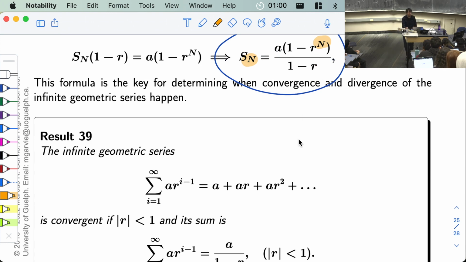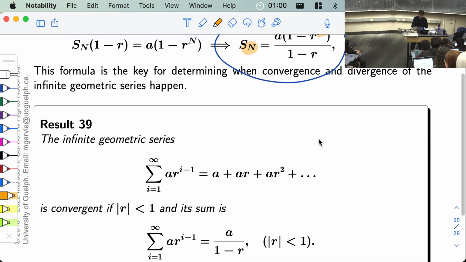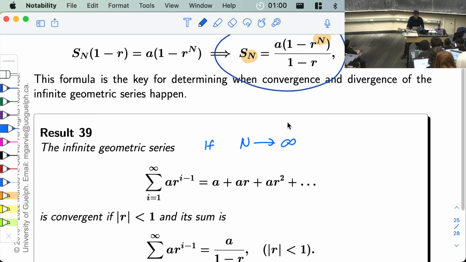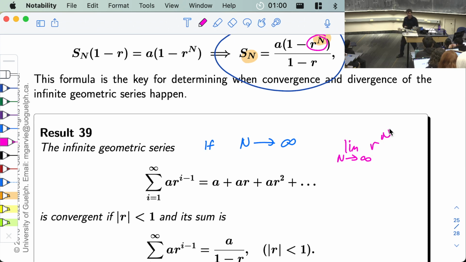What happens when n goes to infinity? If n goes to infinity, you're adding up more and more terms. What happens if you add up infinitely many terms? Well, you just have to do the limit as n goes to infinity of r to the n. And the limit as n goes to infinity of r to the n is something we did before. This was the limit of a geometric sequence.